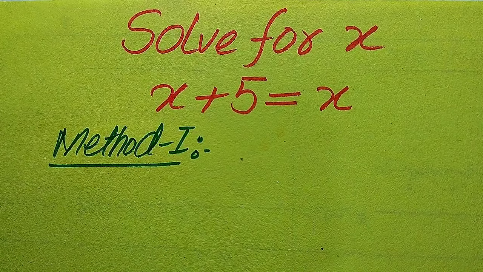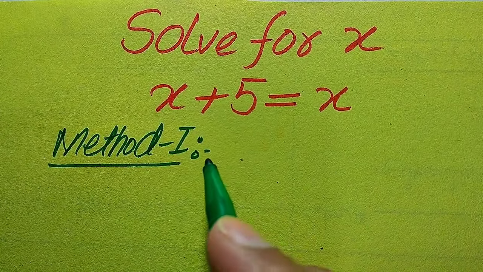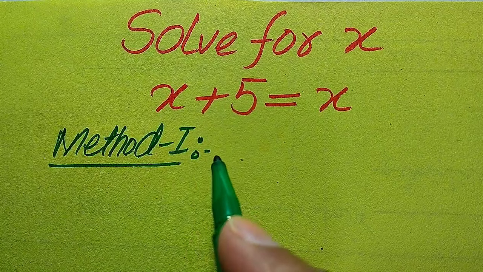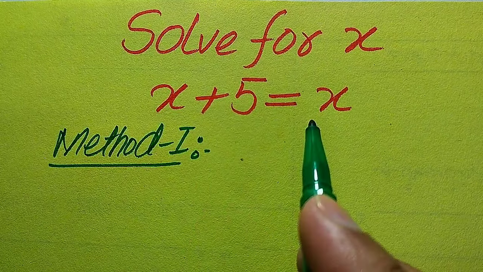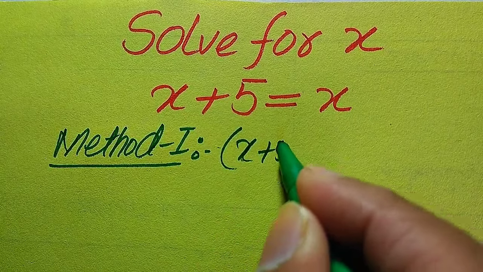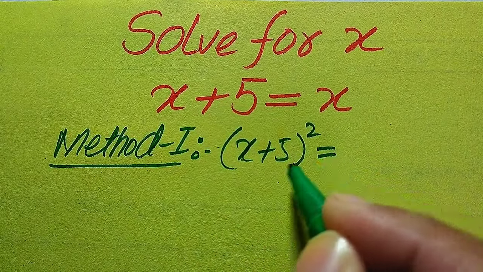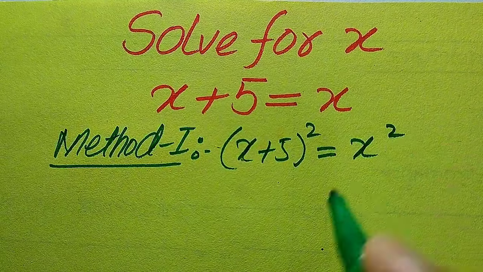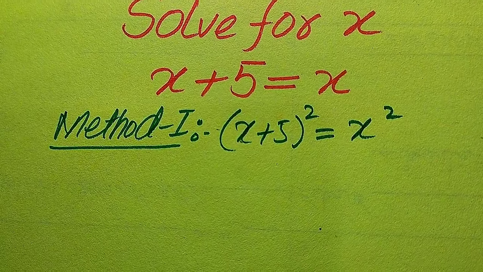Okay, so now we move towards the solution from the first method, and in the first method we need to take squaring on both of the sides. So for the values of x, when we take squaring, it will be written as (x + 5) squared is equals to x squared.